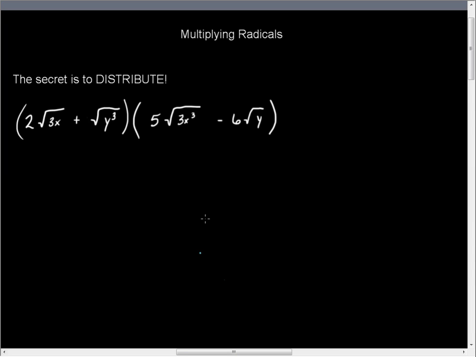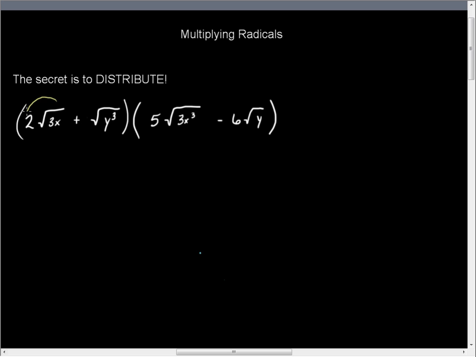In this video, we're going to multiply radicals. And rather than multiplying single radicals, we're going to multiply a sum or difference of radicals. So I've got a problem that's up here. Now the secret to this is to distribute properly. And then we're going to take it one small step at a time and just walk through it slowly. All right, let's go ahead and get started.